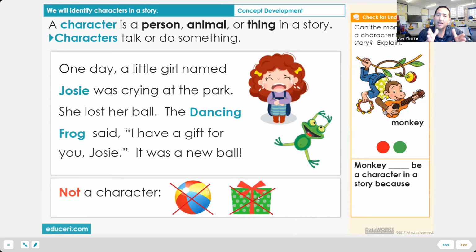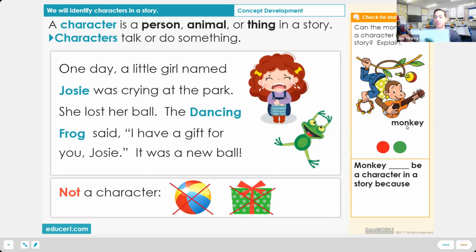I've got to maximize my attention here. Okay. Can the monkey be a character in a story? Explain. Is this monkey a character in a story? Explain. And when you answer, say it's a character because, or you can answer it is not a character because. Show me with your whiteboards.